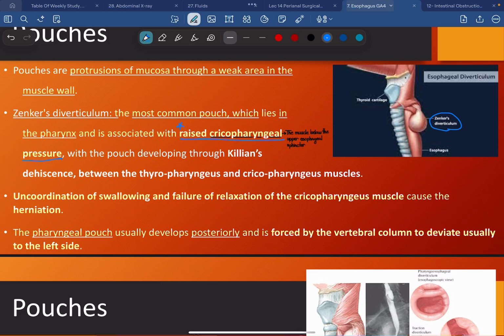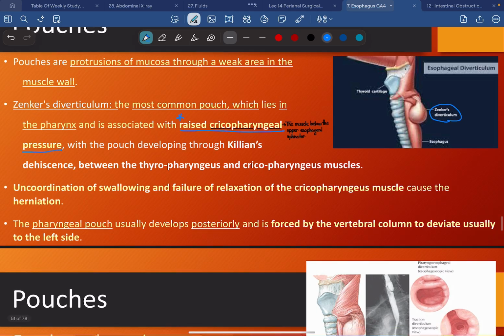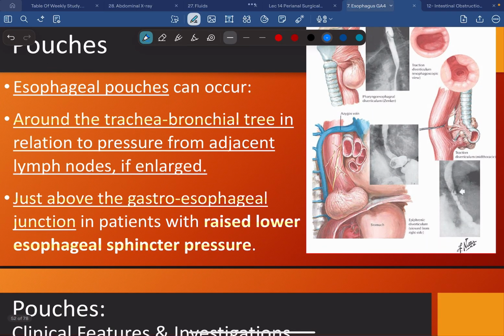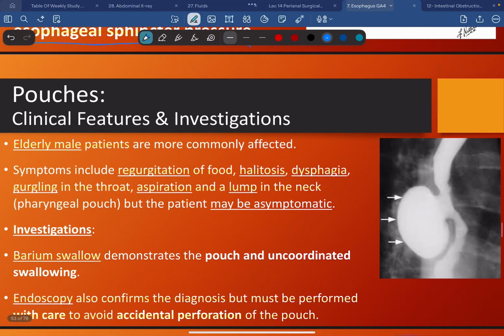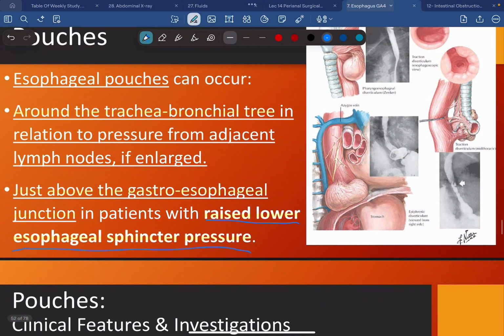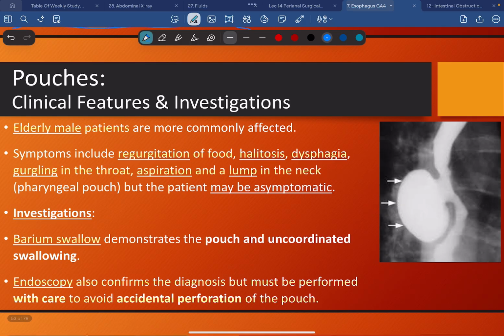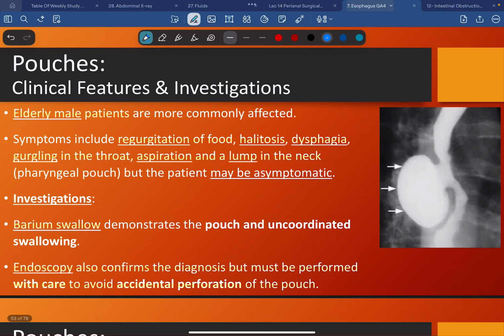It presents with dysphagia and a feeling of obstruction in the upper esophagus. There are some other pouches in the chest also around the tracheobronchial tree. Just above the gastroesophageal junction, if there is a raised pressure like in achalasia, it can result in some pouches there too. The presentation: obstruction, dysphagia, and halitosis due to fermentation of residual food there, regurgitation, and sometimes ending with aspiration and pneumonia. A lump in the neck can be palpable.